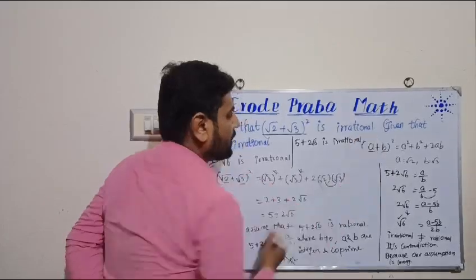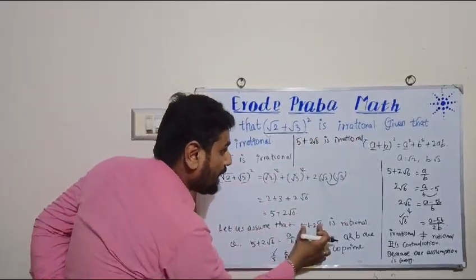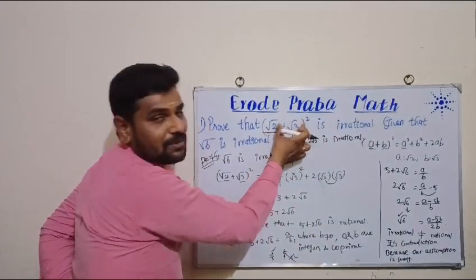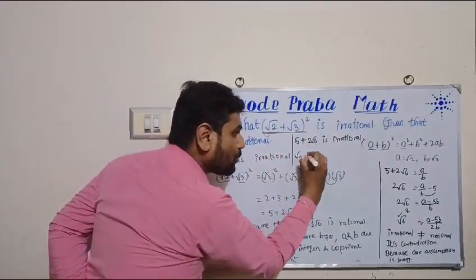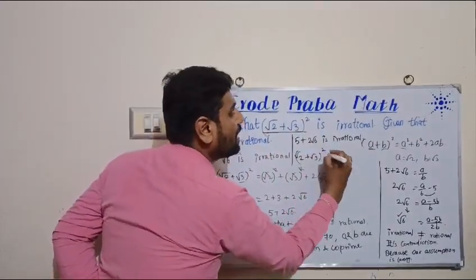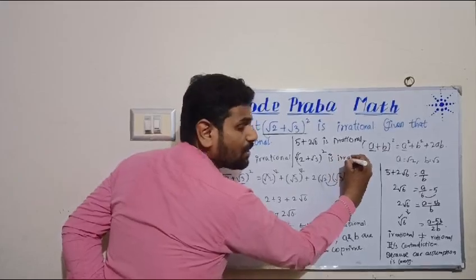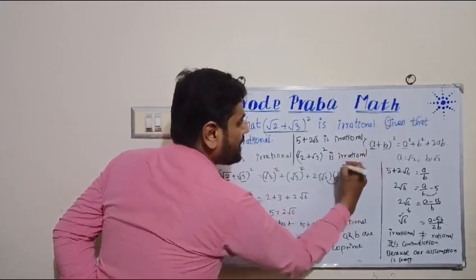Okay, so here 5 plus 2 root 6, where did it come from? This root 2 plus root 3 the whole square. We write here root 2 plus root 3 the whole square is irrational. Like this we want to conclude. Okay, so hence proved.